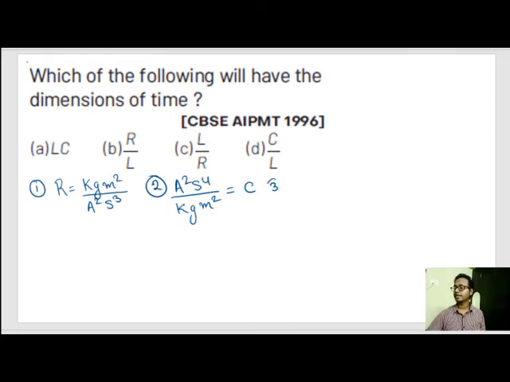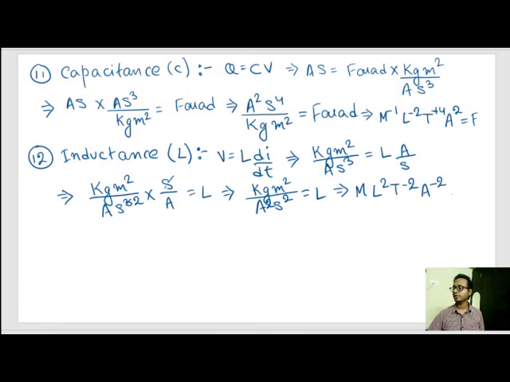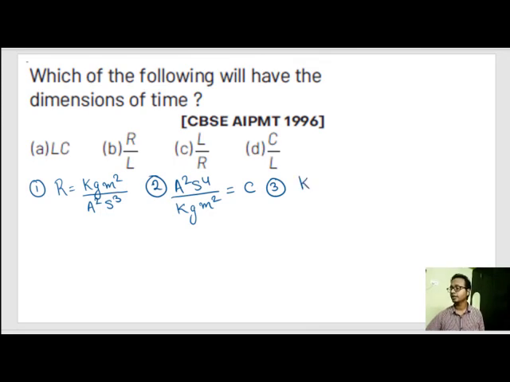And number 3 is inductance, which I have also given you. Let's look at the dimension of inductance. Inductance is nothing but kg meter square by ampere square second square. This is the dimension of the inductor or inductance.